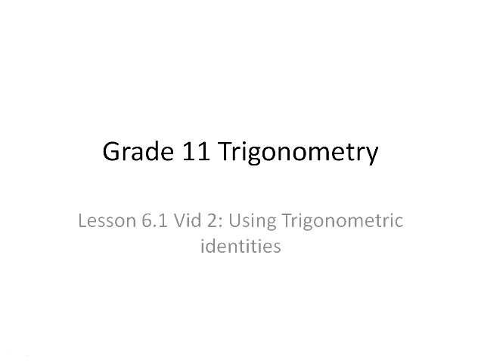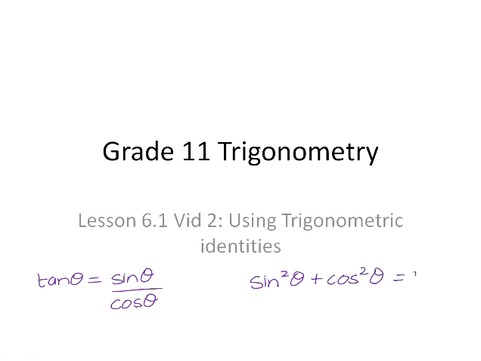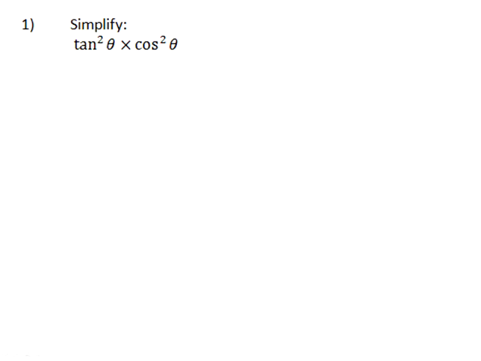Let's take a look at how we use the trigonometric identities. Before we do that, let's just remind ourselves we have learnt about two identities. We have learnt that tan of an angle is equal to the sine of an angle divided by the cos of an angle. And we have learnt that sine squared of an angle plus cos squared of an angle is equal to 1. Okay, simplifying, I'd like for you to pause the video and to try these examples on your own.